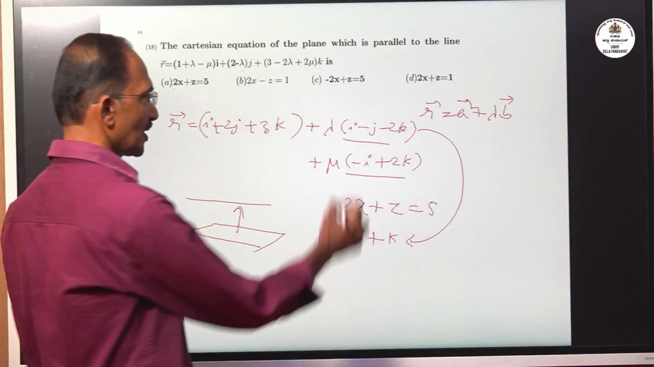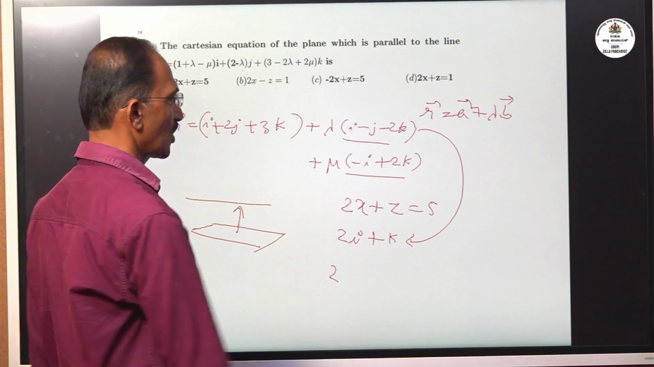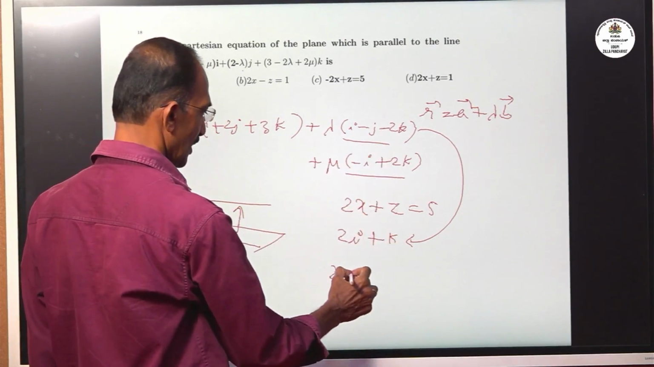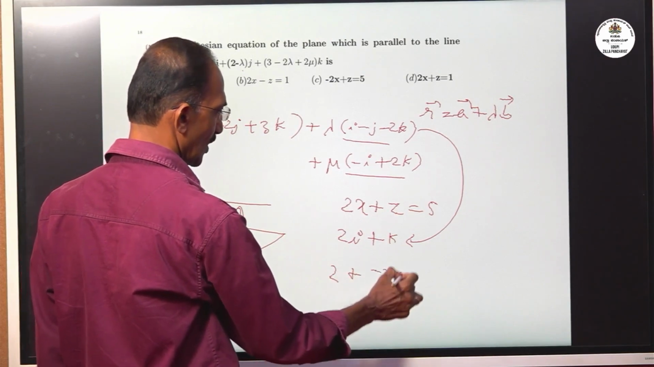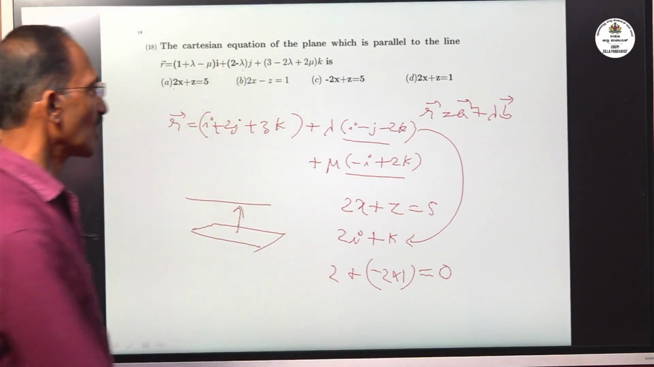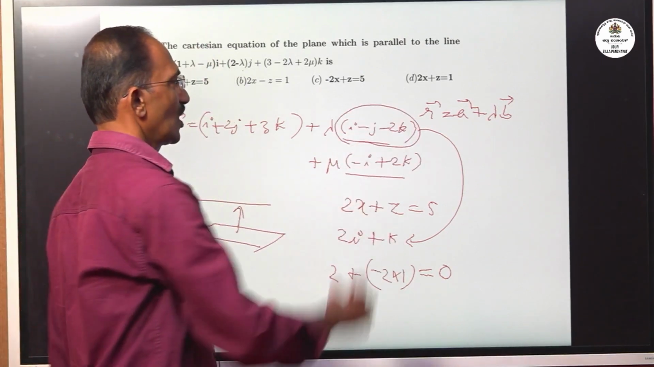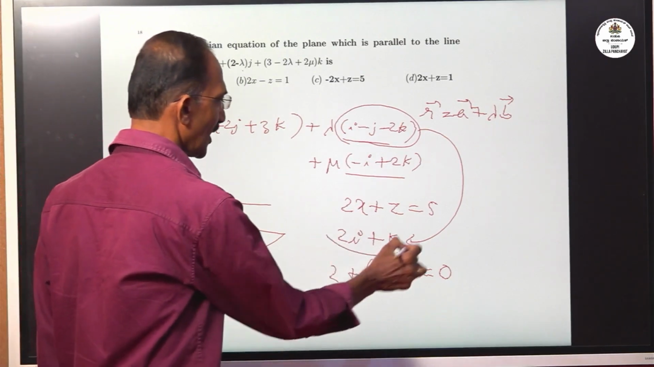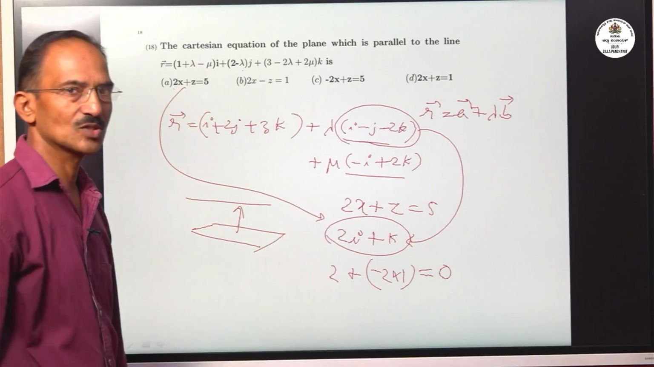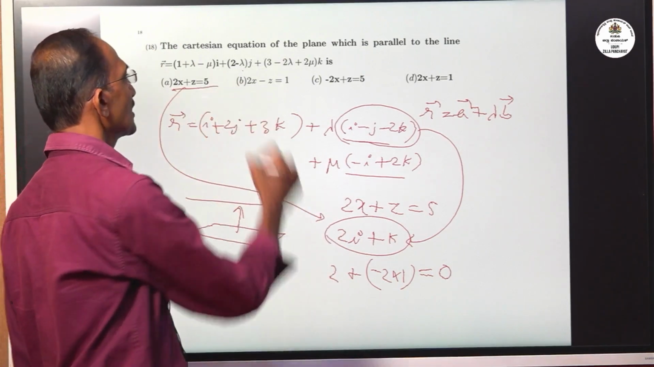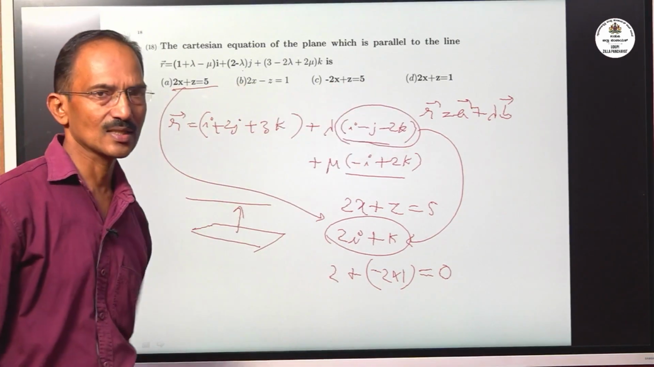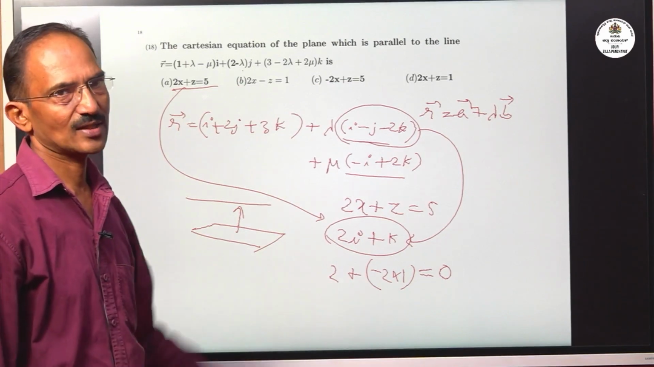So what is the dot product? The i component is 2 into 1, the j component is 0, and the k component is 1 into -2. Clearly this gives us 0. So the dot product between the vector parallel to the line and the normal of the plane, our first plane, is 0. Clearly this is the right answer, which is parallel to the line. If you compare with the other planes, you won't get 0.